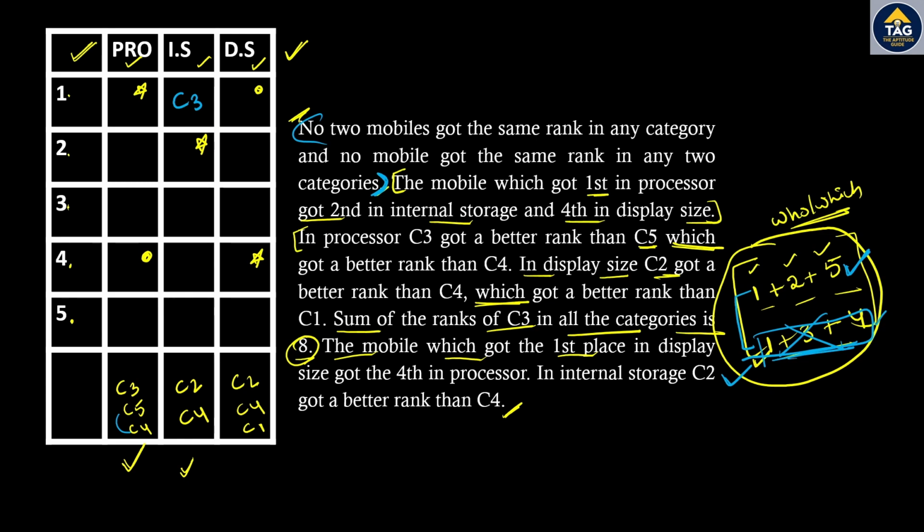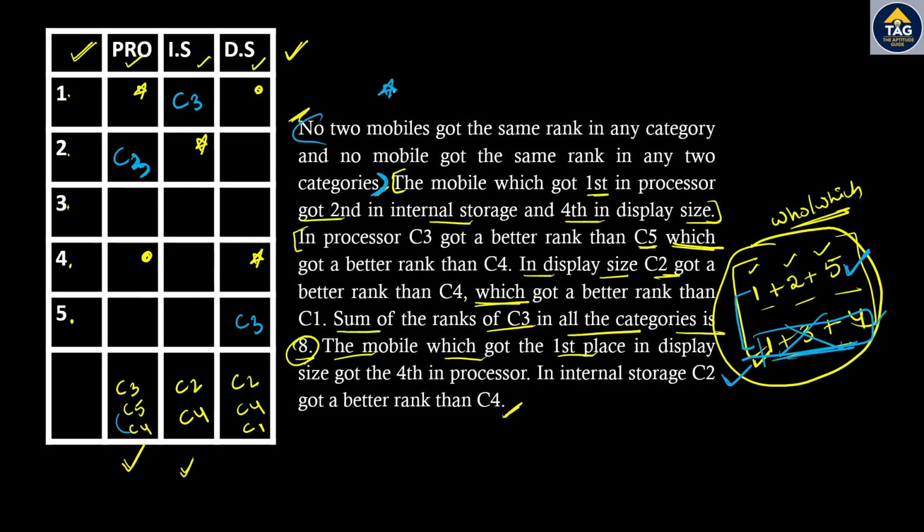So that's obvious. C3 has to get second and fifth ranks now in the remaining two categories. So C3 should get second rank in processor. Reason, if C3 gets fourth in processor or C3 gets fifth in processor, we have two mobiles placed next to C3 that won't fit here. So C3 should not get fifth in processor. So C3 has to get fifth in display size and C3 should get second in processor. We have fixed C3. Now let us look at the next mobile.